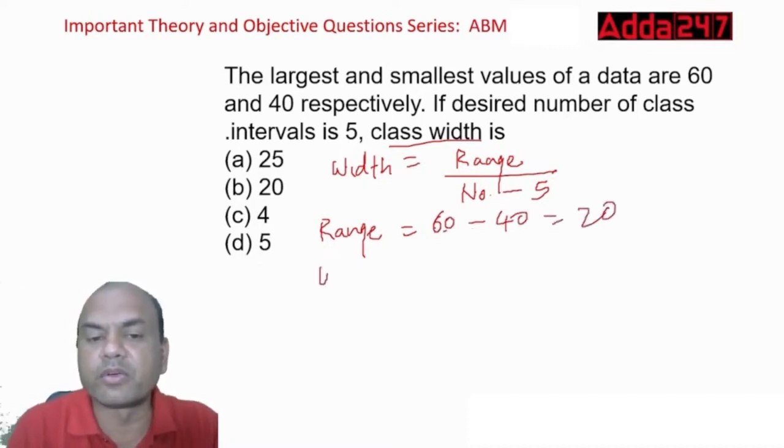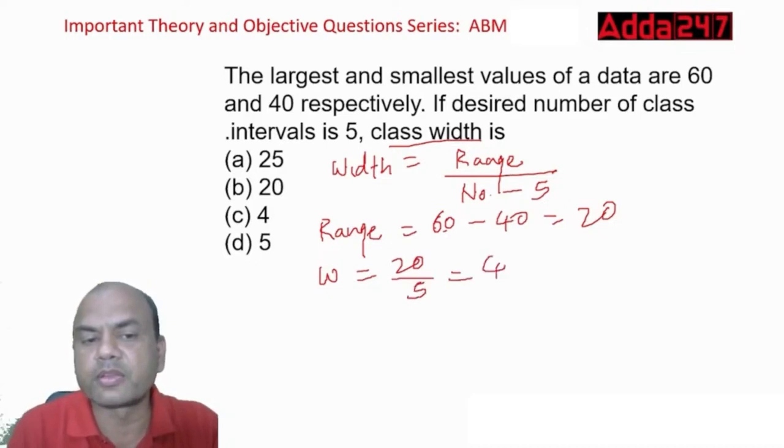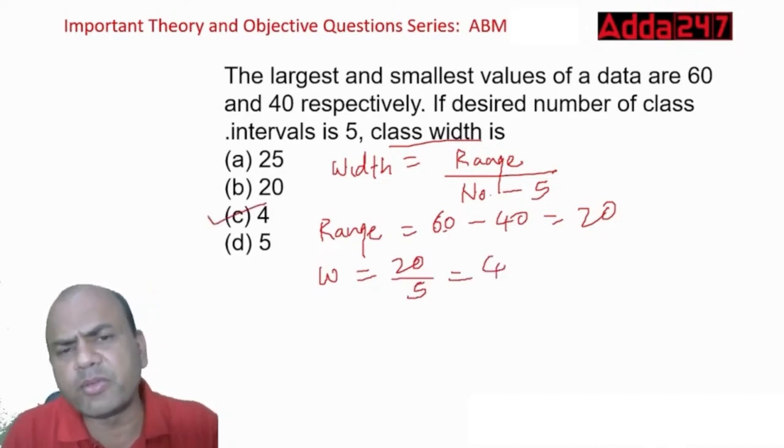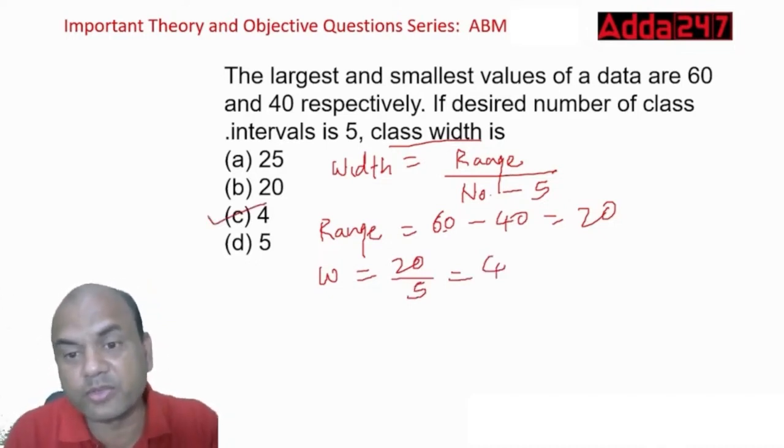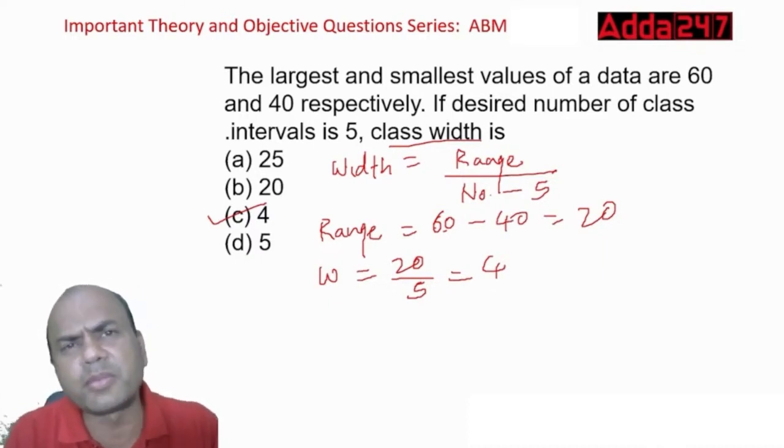So what is my width now? Width equals 20 upon 5, so that is equal to 4. So this is my answer. What do you mean by width? What do you actually mean by this word width? Suppose you get the answer 4, what do you mean by this?